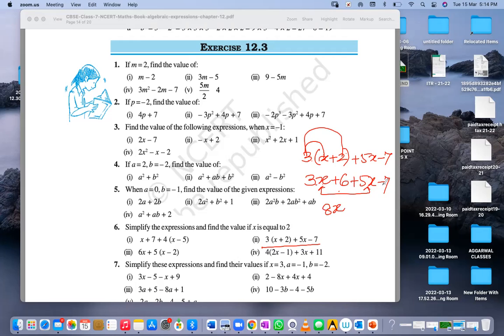And 6 minus 7 is minus 1. Everyone knows it. This is integer subtraction. And when you reach here, then what do you do? Put x equal to 2 and get the answer. So when you put x equal to 2, you get 8 multiplied by 2 minus 1. What is the answer? 16 minus 1, that is 15.